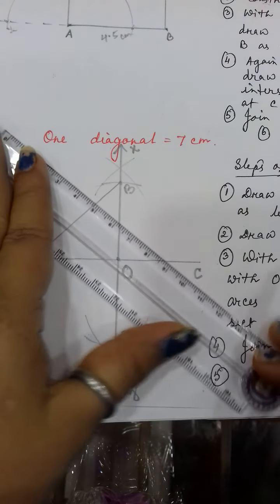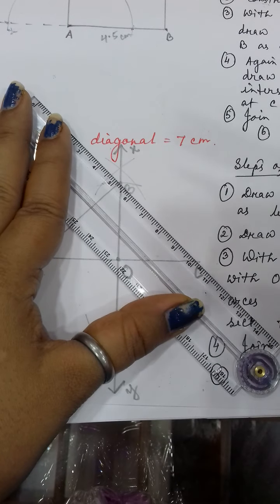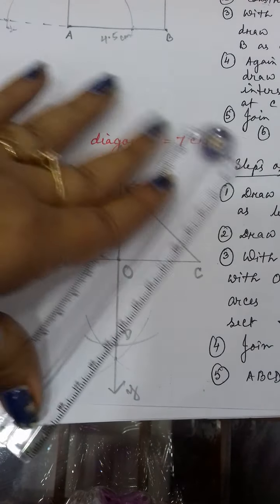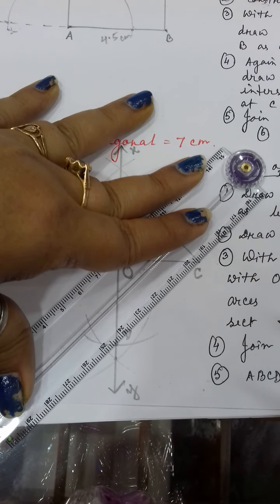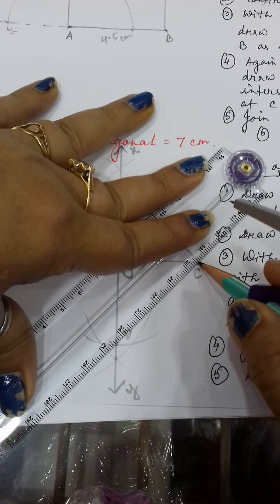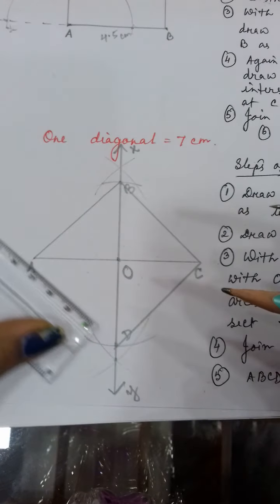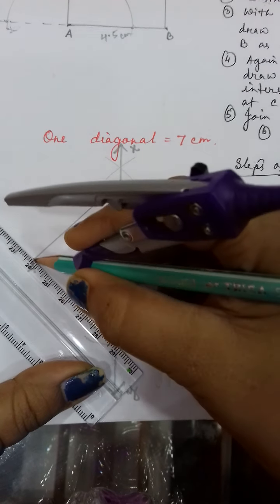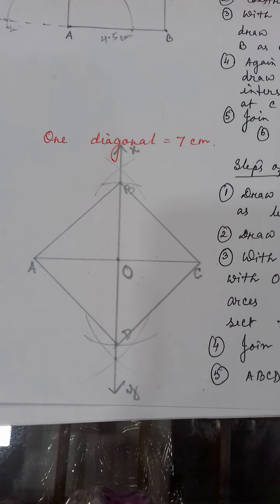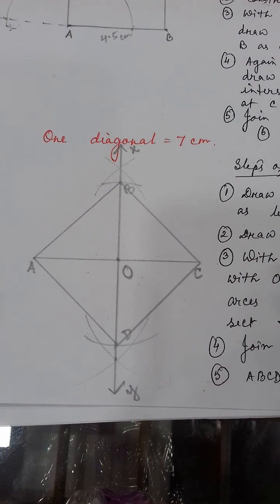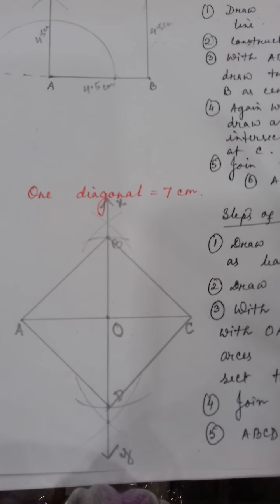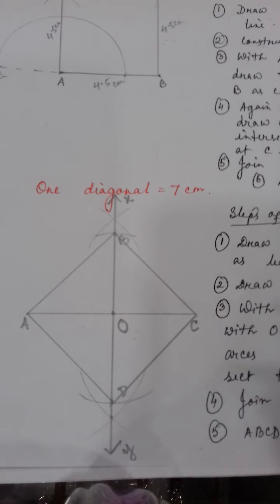AB you joined, then you join BC, then you join CD and you join AD. Have you seen, students? It is the square. Square or not? If you see, it is the square. So it is clear how to construct a square with one diagonal.